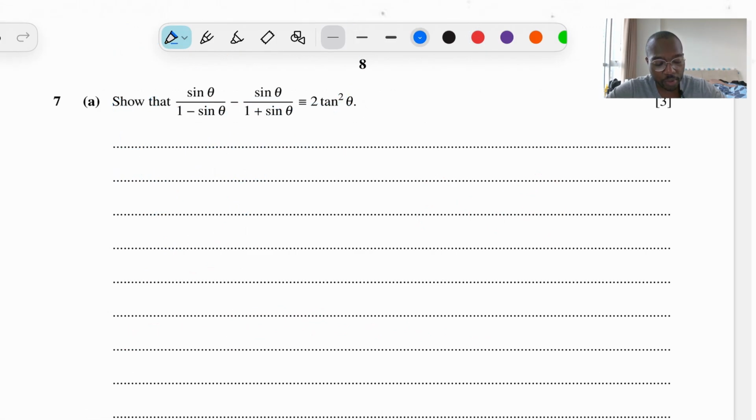So for question 7, we just show that this trig equation here is equivalent to 2 tan squared theta. To do this one, what I'm going to do is join everything together and put everything under one single fraction.